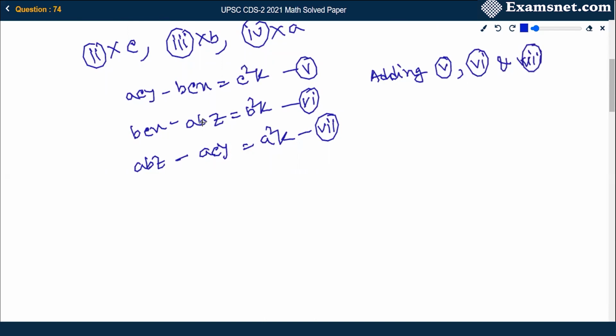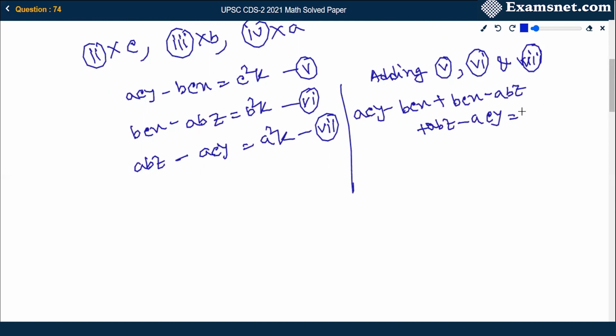Look, we can see all the terms will get cancelled. So let's write acy minus bcx plus bcx minus abz plus abz minus acy equals k times a squared plus b squared plus c squared. As we can see, all of them on the left will get cancelled. So we can say k equals 0.